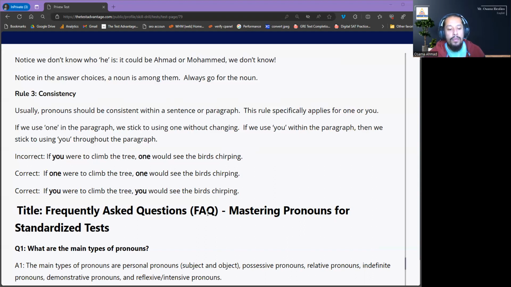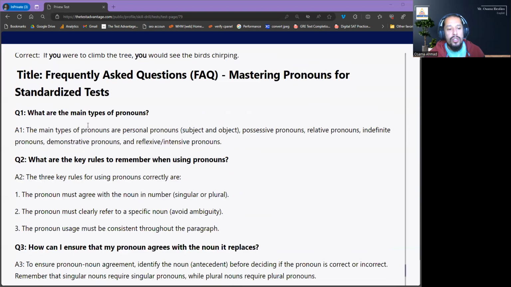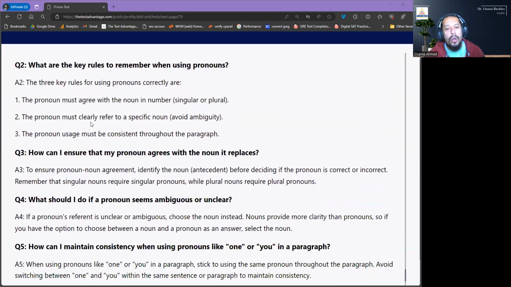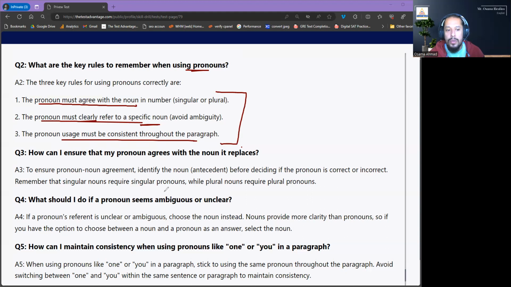Okay. Frequently asked questions. Let me see here. The main types. What are the key rules to remember for pronouns? Remember, key rules to remember using pronouns. Number one, the pronoun must agree with the noun. Number two, the pronoun must clearly refer to the specific noun. And number three, the pronoun usage must be consistent. So be very clear about these rules.